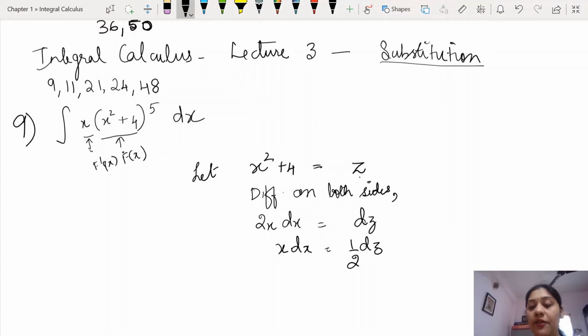I have arrived here. Now look at this term x dx. Go back and check in the question if you have this term x dx. Do I have this? Yes, I have x dx. Both I have. So let's go back to the statement we said originally: if one term is f of x, the other term is f dash of x. So let us go back and substitute now in the question.